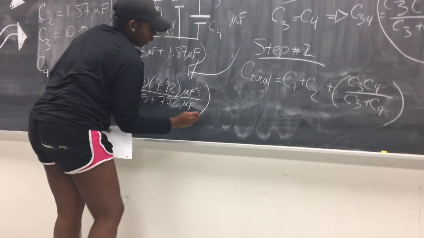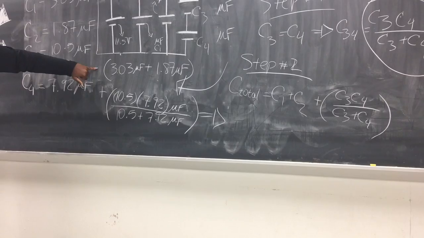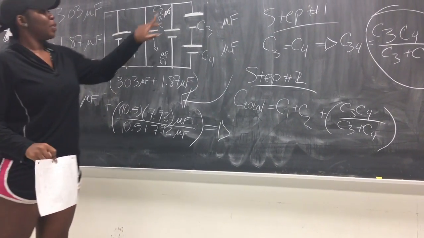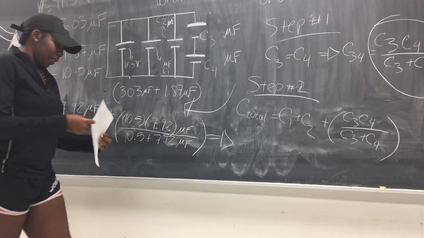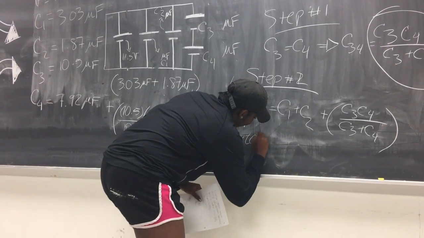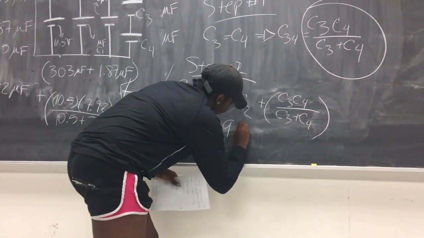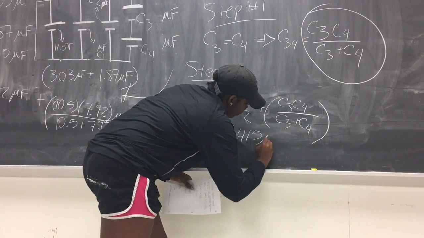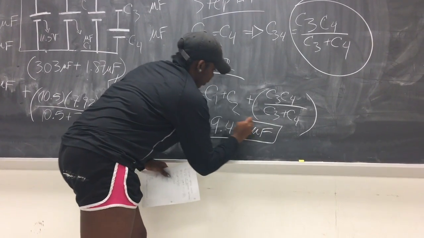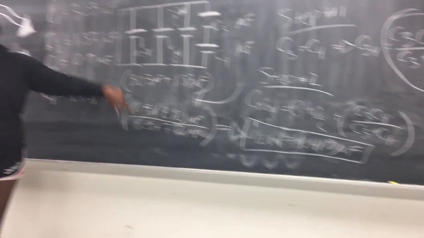And so after calculation, when you add C1 plus C2 plus the capacitance of C3 and C4 combined, you're going to get a capacitor total of 9.415. And that is going to be the total equivalent capacitance of this network.